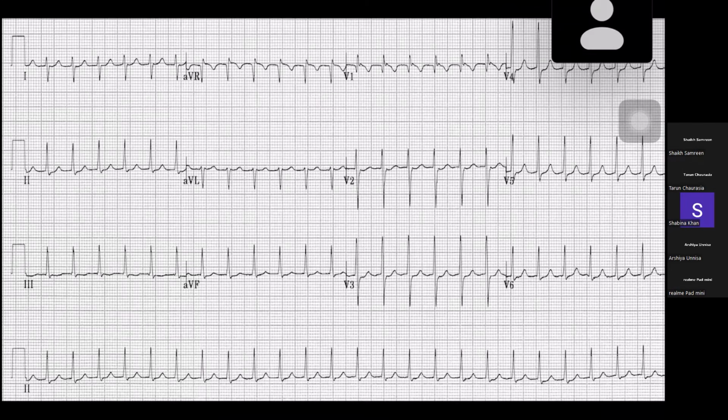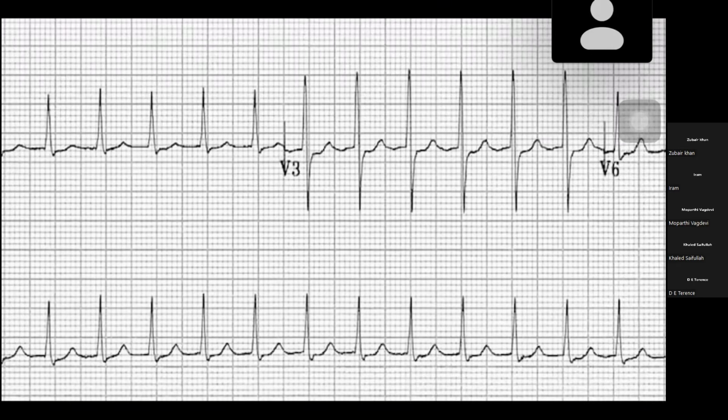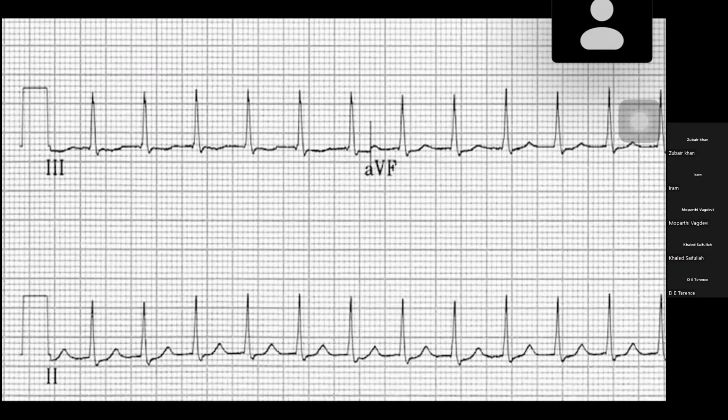Okay, sinus rhythm. And rate? Maybe I'll zoom it in a bit. Just see lead 150. Vaigdevi has said tachycardia, 150 heart rate. Okay, you're close. It's definitely tachycardia. And it looks suspiciously like sinus rhythm, but it's not.